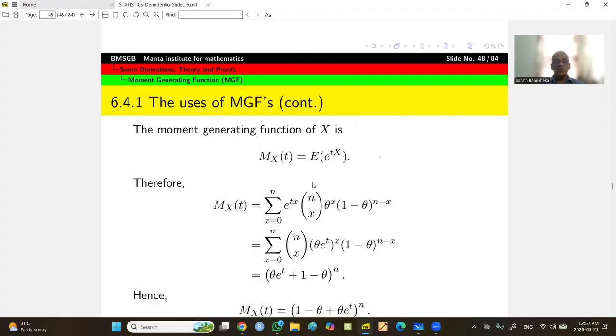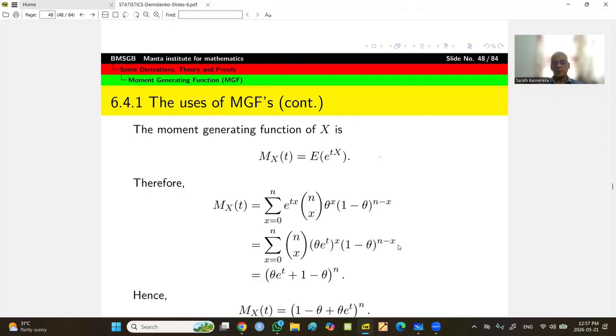So now you can see that e to the power tx and theta to the power x can be combined to get this term here, theta times e to the power t, to the power x. Then (1 minus theta) to the power n minus x. Right. Now, notice here, this is again like a binomial summation. x goes from 0 to n, nCx. Right? This is like a to the power x, b to the power n minus x.